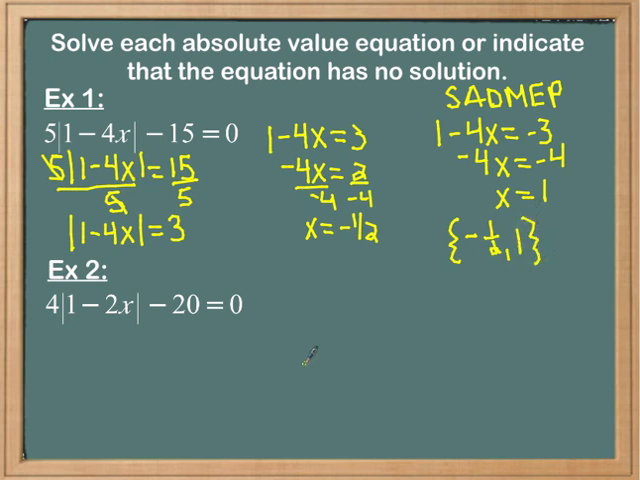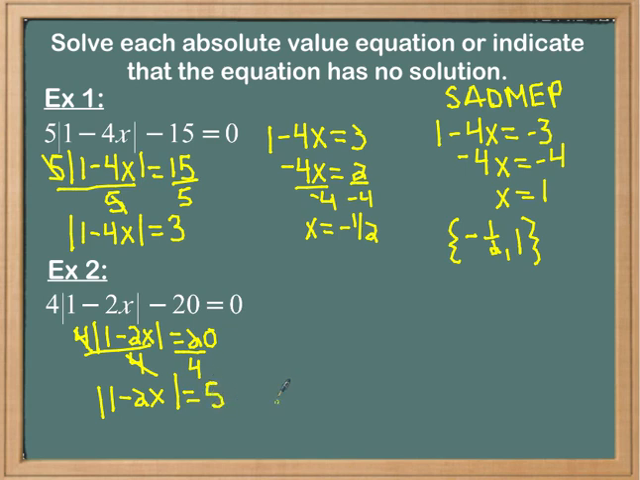Now on the next problem, let's see what's different about it. It looks pretty similar. Who can I subtract or add over? I've got 4 absolute value of 1 minus 2x minus 20 is 0, so I'll add that 20 over. 4 absolute value of 1 minus 2x is equal to 20. Who can I divide or multiply by? That 4. And I get the absolute value of 1 minus 2x is equal to 5. Now that the absolute value is isolated, we drop the bars and we set it equal to positive 5 and to negative 5.